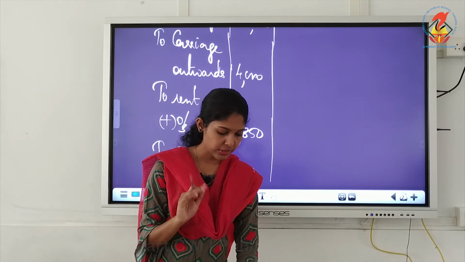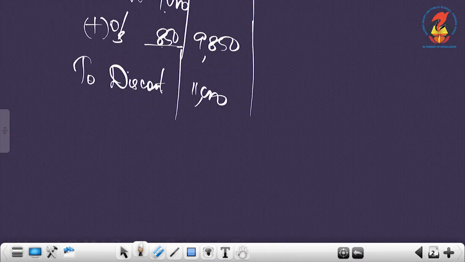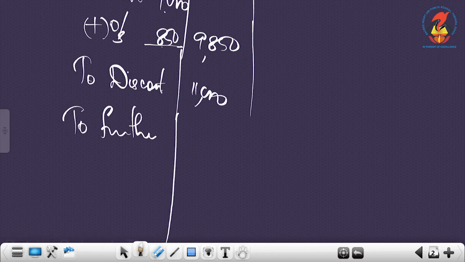Stock, rent. Okay, the third adjustment, 4,000 to be written off as bad debts, that is further bad debts. We don't have any existing bad debts, so we will start with further bad debts. So to further bad debts, and add new provision we will write. There is no old provision and all. So to further bad debts, 4,000. Add new provision.